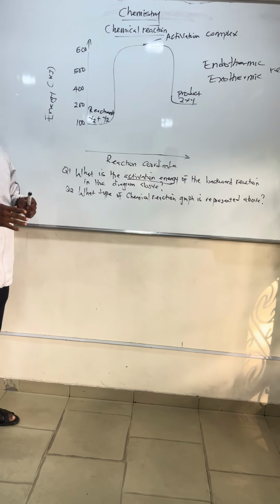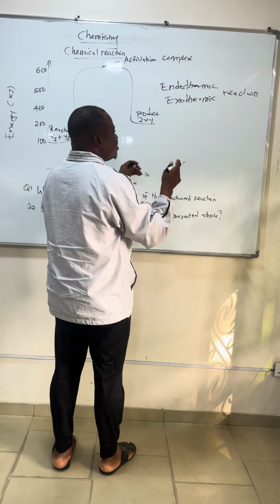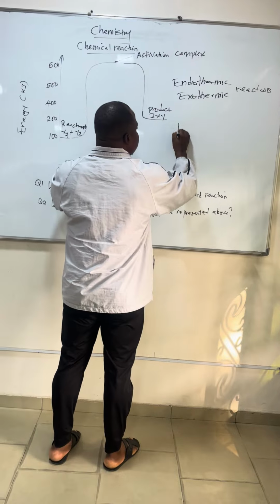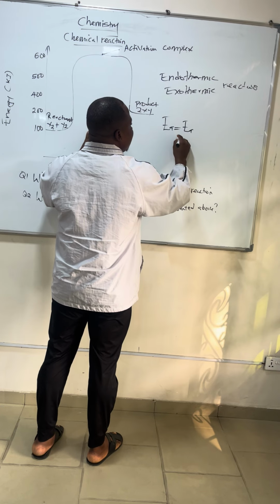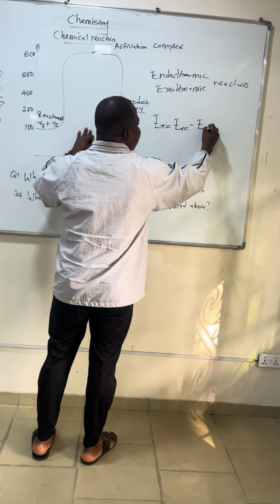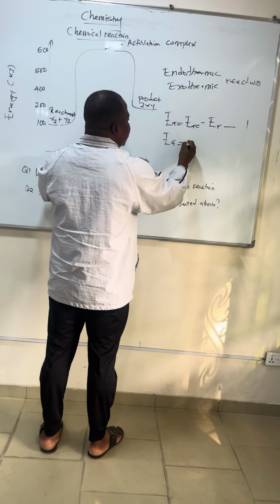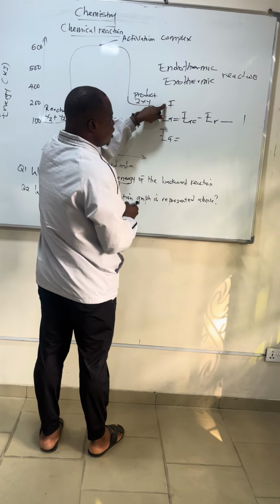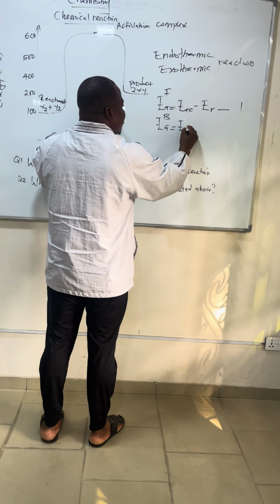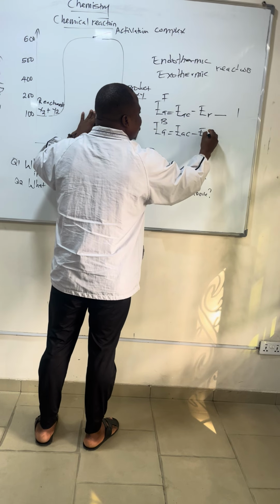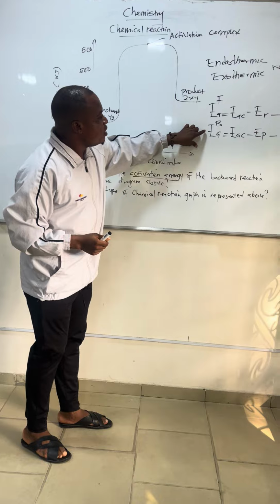There's a formula for calculating backward and forward reaction. For the backward reaction, let's take it in two ways, first equation and second equation. Activation energy is equal to energy of the activation complex minus energy of the reactant. This is equation 1, for the forward reaction. Then for the backward reaction, activation energy is equal to energy of the activation complex minus energy of the product. This is equation 2.